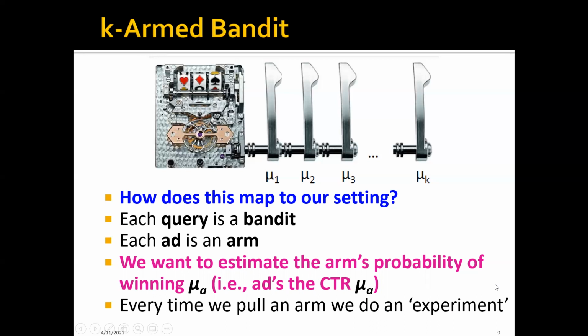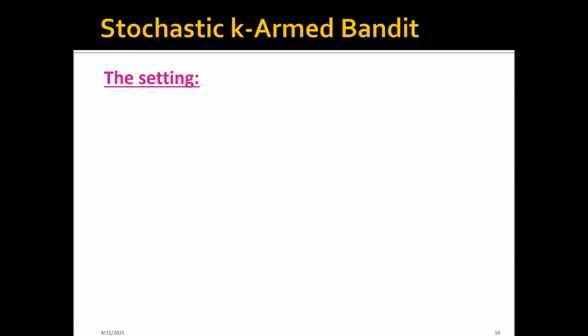And here we would want to estimate the arm's probability of winning. So basically we want to estimate mu A here, and that corresponds to the ad's click-through rate, so the CTR of a specific ad, mu A. And every time we pull an arm, it's like we're doing an experiment, right? And this is also why we call it learning through experimentation.